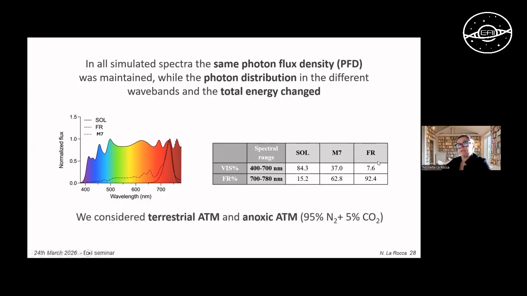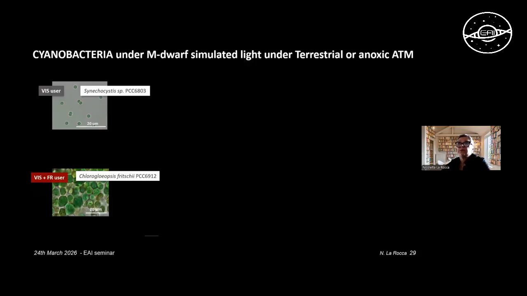And we tested different atmospheres, a terrestrial atmosphere and an anoxic atmosphere, made of 90% nitrogen and 5% CO2. With these spectra and atmospheres, we tested cyanobacteria first. At the beginning, we considered two types of cyanobacteria: one species capable of utilizing just visible light, and a second species capable of utilizing visible light or infrared light, or both when both were present.